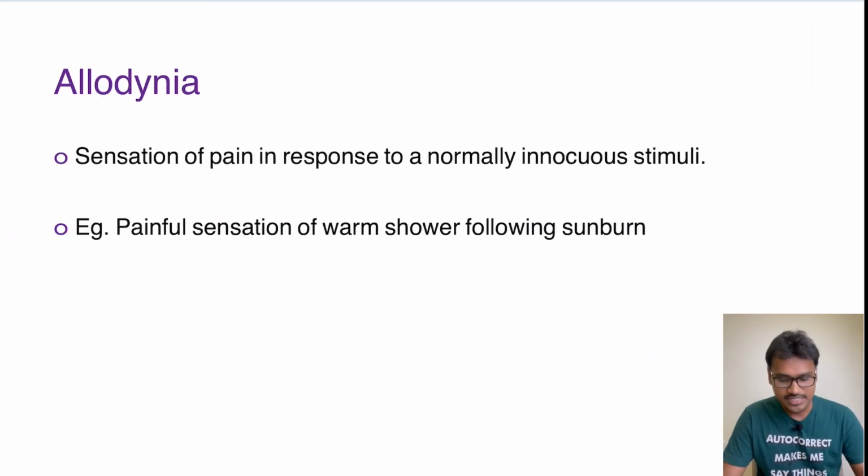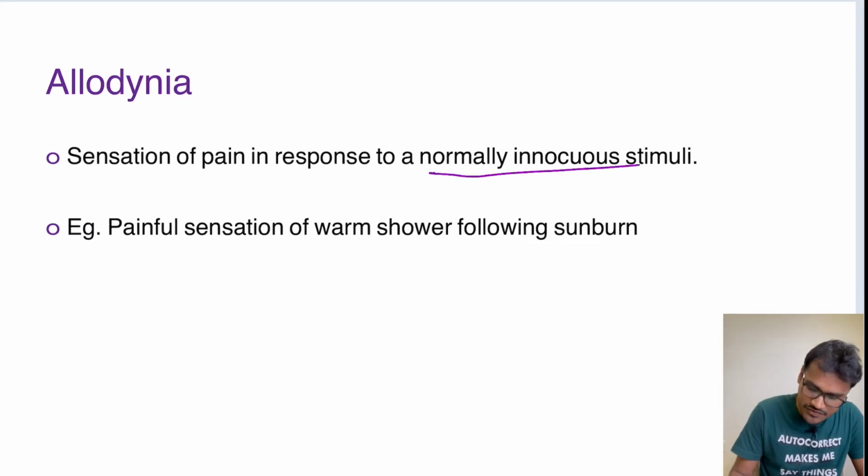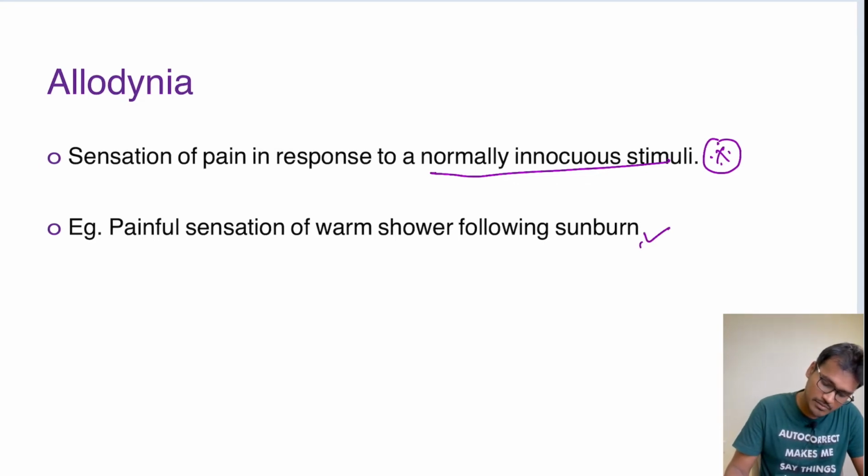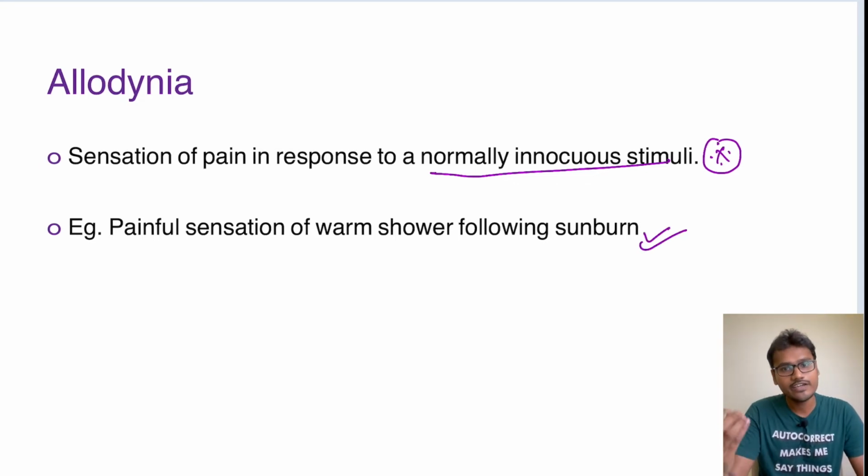Now coming to the second term, that is allodynia. What is allodynia? Here the patient is having a painful feeling for a non-noxious stimulus. The original stimulus itself is not painful, but he is saying he is having pain. The classical example is the painful stimulus of a warm shower following a sunburn. After a sunburn, even a warm hot shower will cause pain in all of us.